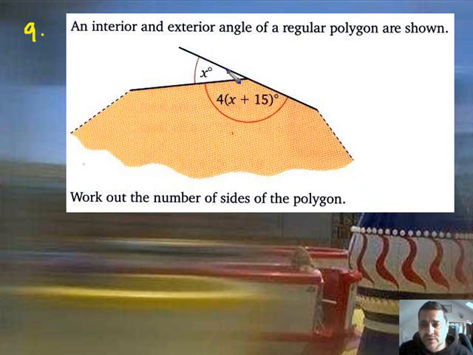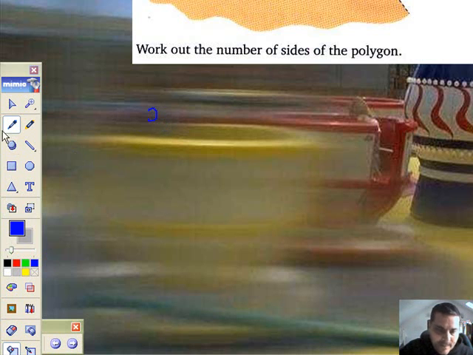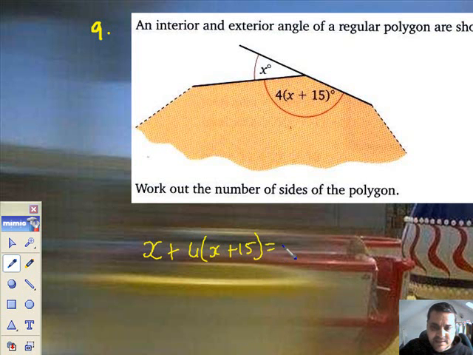Well, listen now. I've got a straight line. You should recall that the exterior angle there plus the interior angle will come up to 180 degrees, as is anyway on a straight line. So let's just work out what x is, and then we'll talk about it. So I've got x, the exterior, plus 4 lots of x plus 15, the interior, come to 180 degrees.